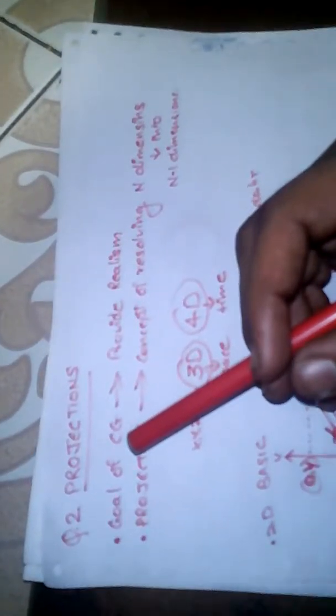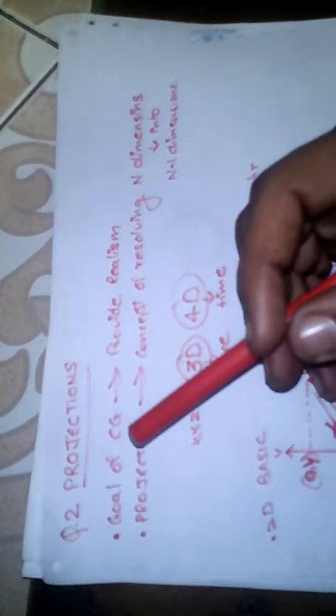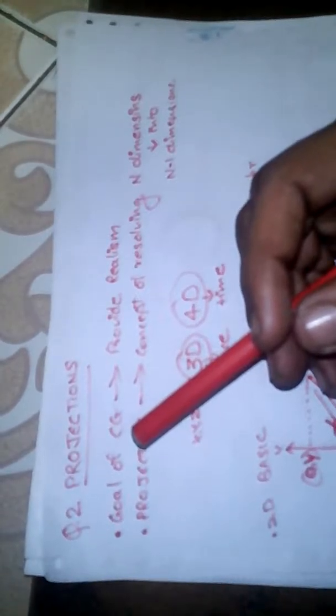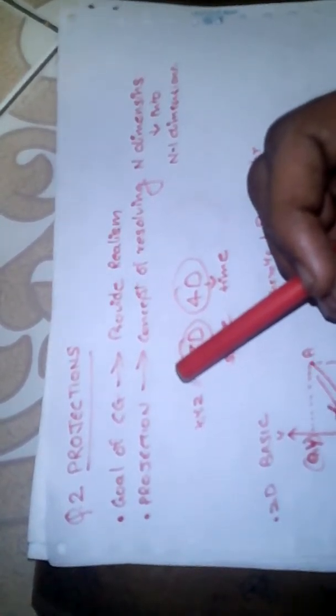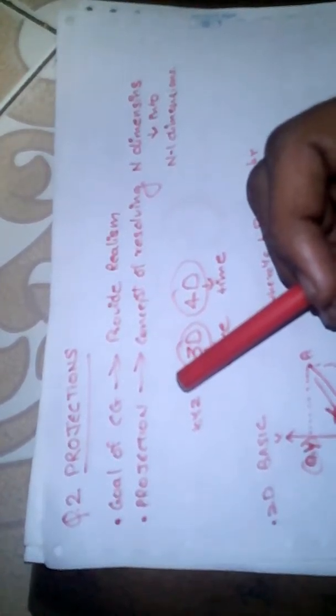Okay, let's understand about the projections. Now, I would like to ask you, what is the basic goal of CG? The basic goal of CG is to provide realism. Okay, and now what is projection? Projection is nothing but resolving n dimensions to n minus 1 dimensions.